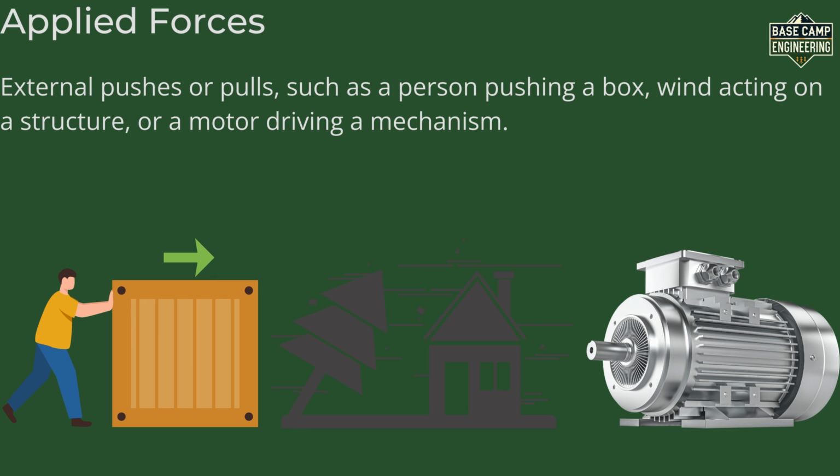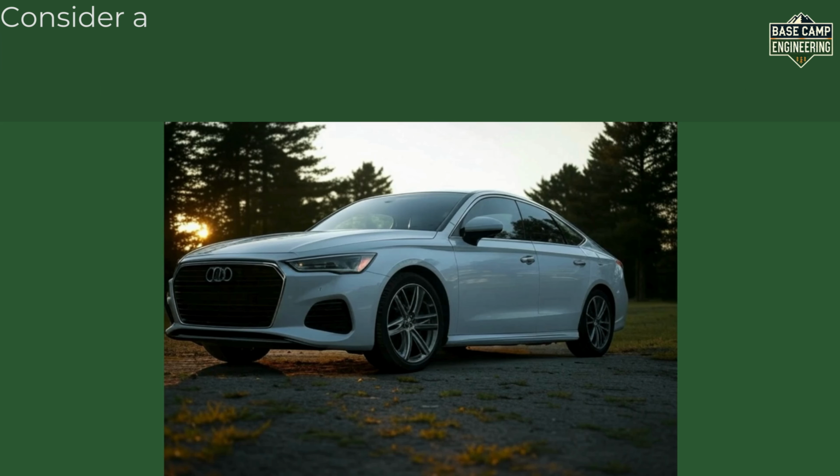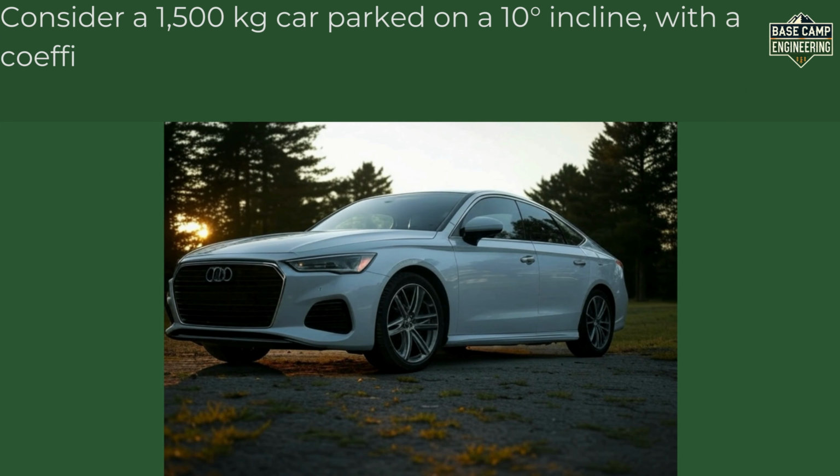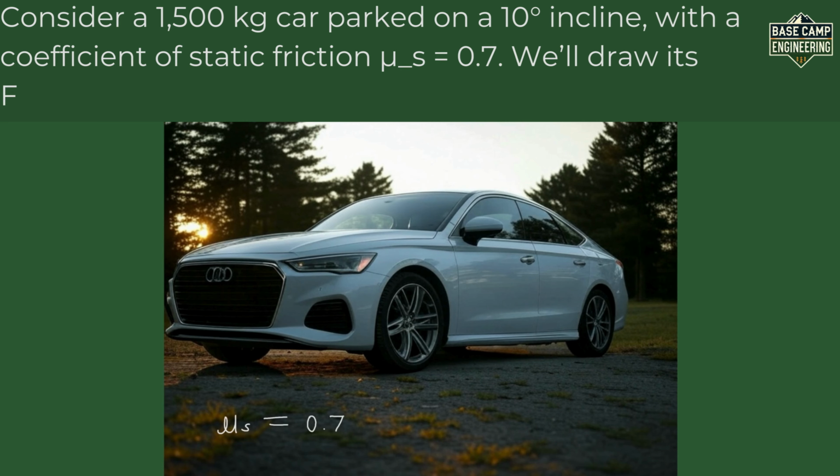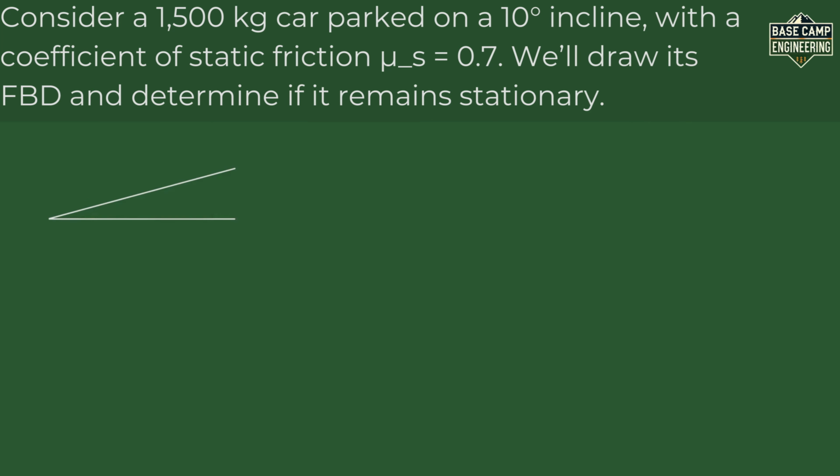Let's dive into an advanced engineering example to apply these forces, focusing on the car on an incline. Consider a 15,000 kilogram car parked on a 10-degree incline with a coefficient of static friction mu_s equals 0.7. We will draw its FBD and determine if it remains stationary. Gravity pulls downward at F_gravity equals 14,700 newtons. On the incline, resolve this into components.